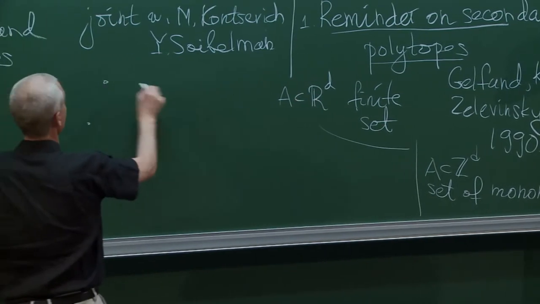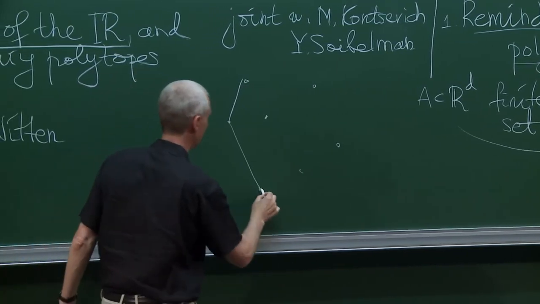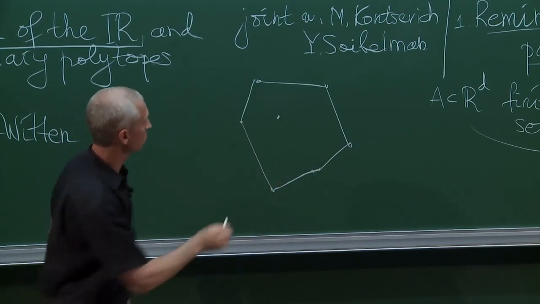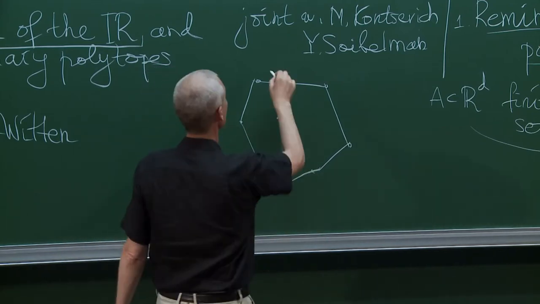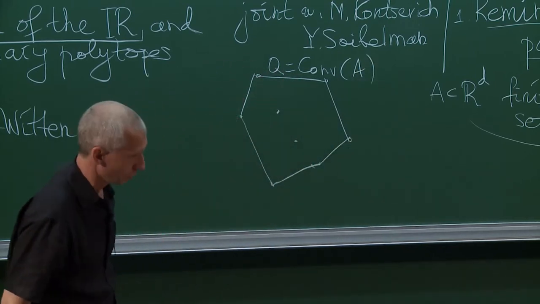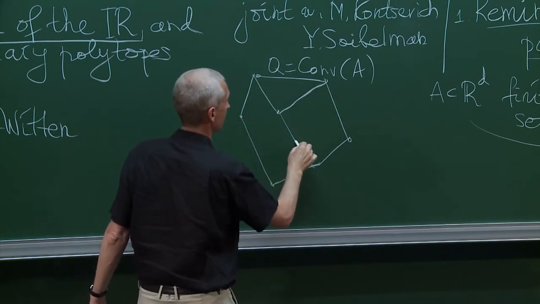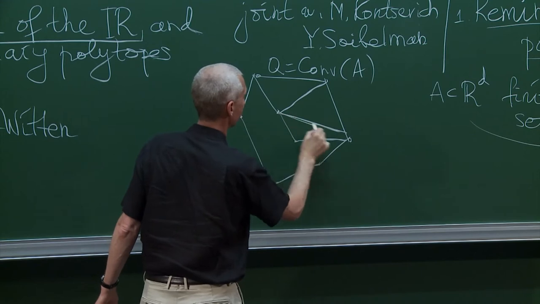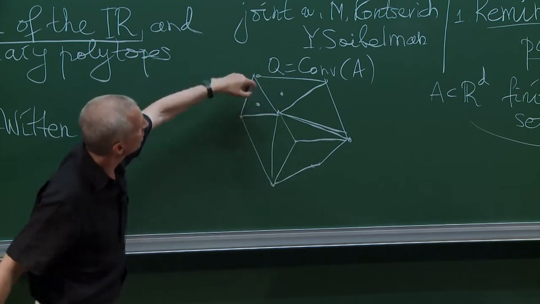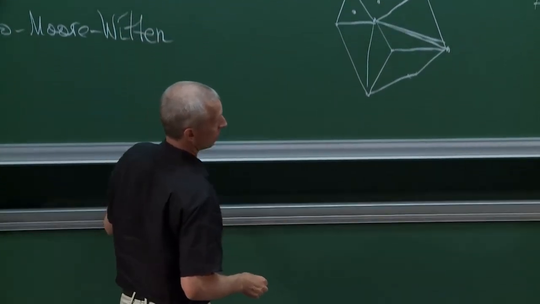So we imagine something like this: a bunch of points, and we take their convex hull. Some of the points are inside the convex hull, and some points are vertices of the convex hull. Let's call it Q, the convex hull of A, some convex polytope. And we're looking at triangulations of this polytope into simplices with vertices in A, something like this. Maybe there are also some other points of A which are not being used in the triangulation.